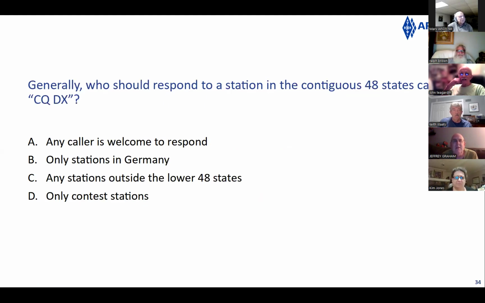Generally, who should respond to a station in the contiguous 48 states calling CQDX? A. Any caller is welcome to respond. B. Only stations in Germany. C. Any stations outside the lower 48 states. D. Only contest stations. C. Yep, C. Any stations outside the lower 48.